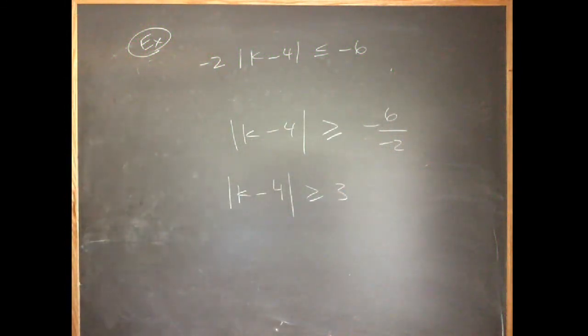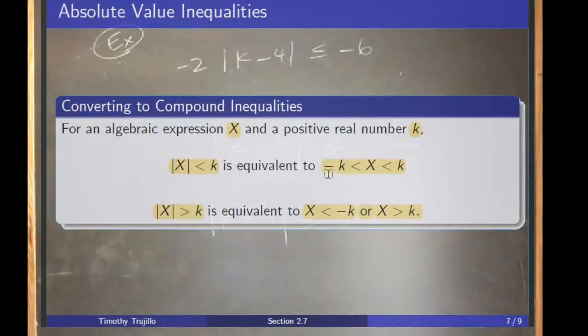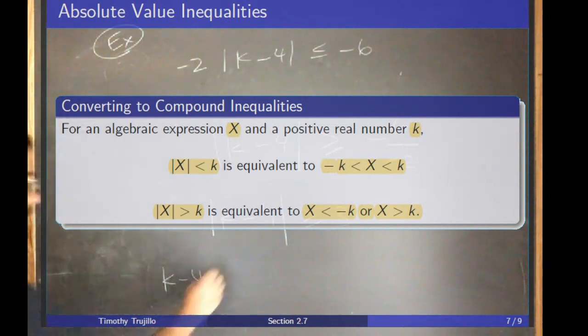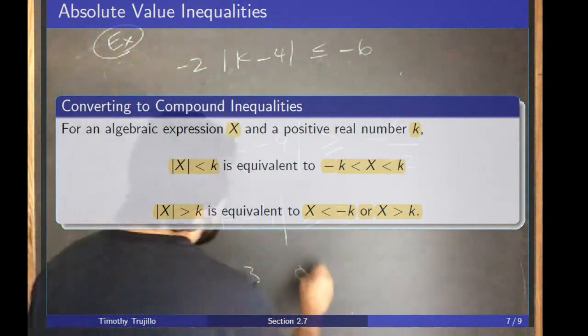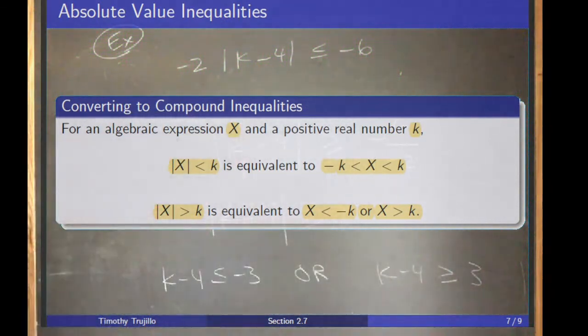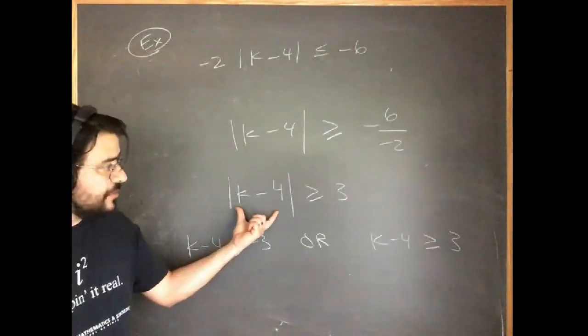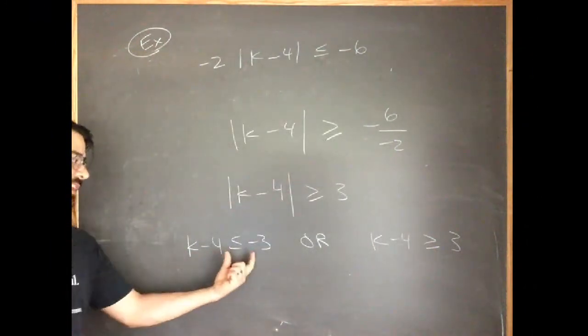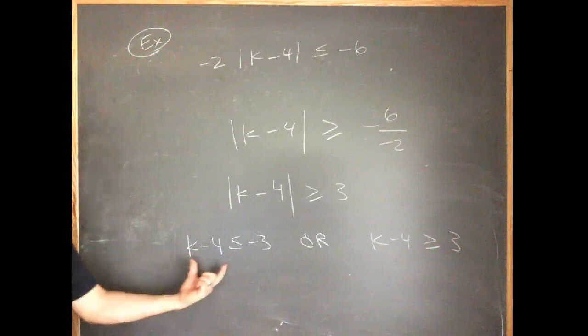And this was the other type of inequality that we had in that compound setup. So this is one of the second type down here, right? Something is bigger than k. And what it means is that we can separate it into two pieces: x minus 4 is either going to be less than or equal to negative 3, or x minus 4 is going to be bigger than or equal to 3. That's the only way that we're going to get the absolute value of this thing to be bigger than 3, if we're actually bigger than 3, or if we're less than negative 3, something like negative 5.